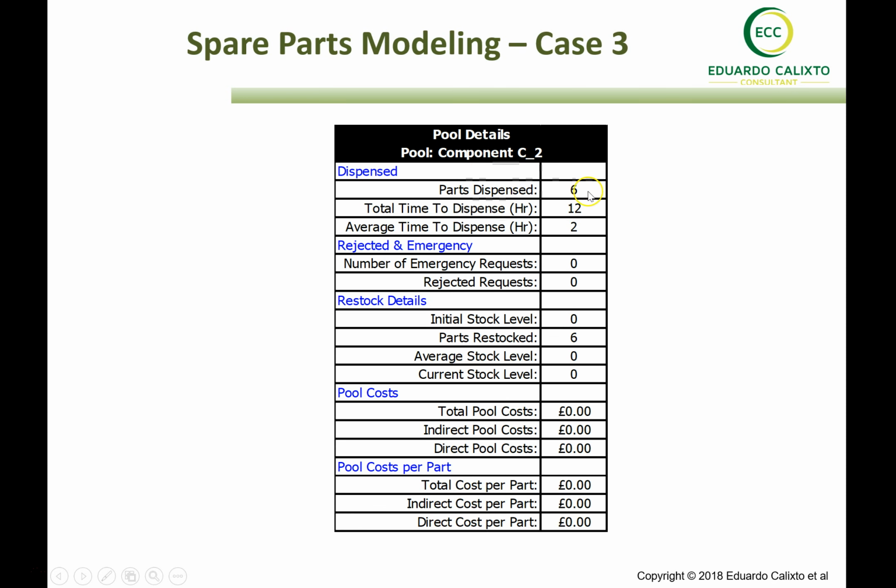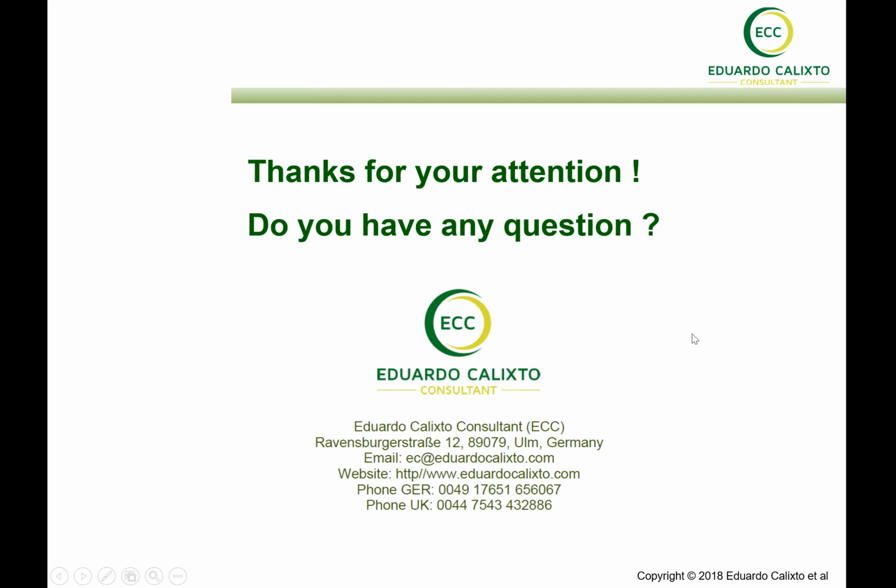And for component C, again, we dispensed 6 units, but the total time to dispense was 12, so we need 2 hours to dispense each time. Again, that's the same concept. Whenever I carry out some preventive maintenance, I have no parts available, so I need 2 hours every time that I carry out preventive maintenance. These 2 hours will impact downtime, and that happens 6 times. So the total downtime is 12 in 20 units.